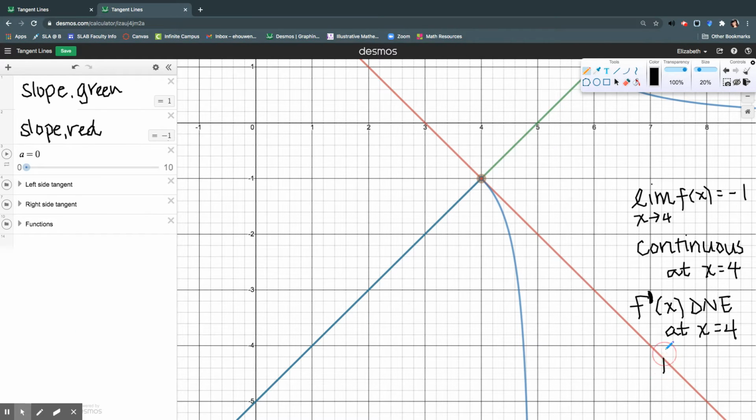I just wanted to add in this one last notation. So it would be f prime of 4 does not exist. You could still take the derivative of this function for some other points, but f prime of 4 does not exist.